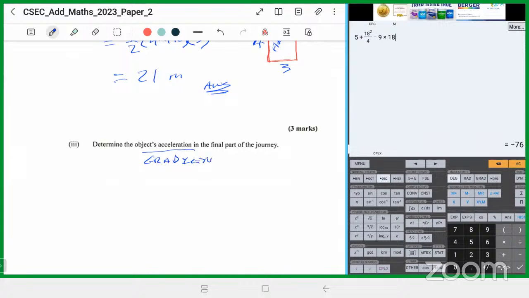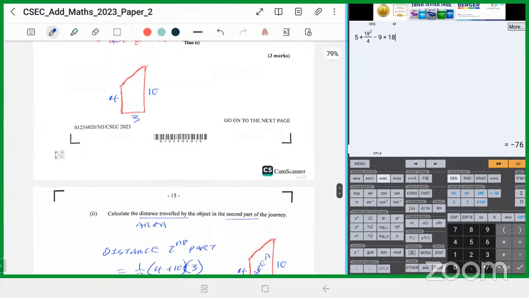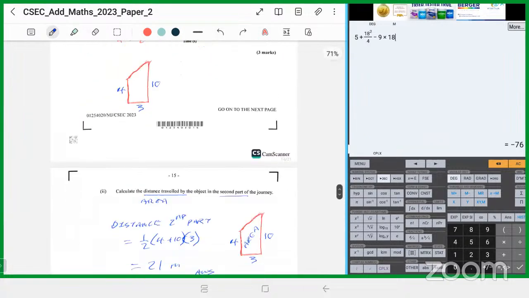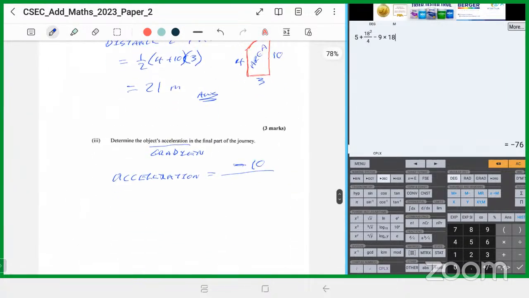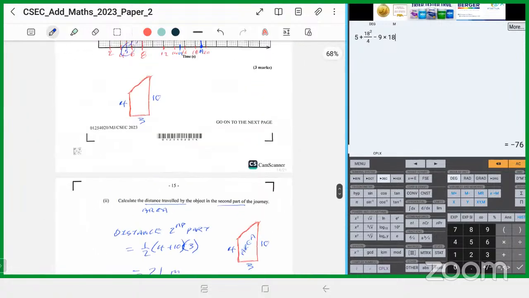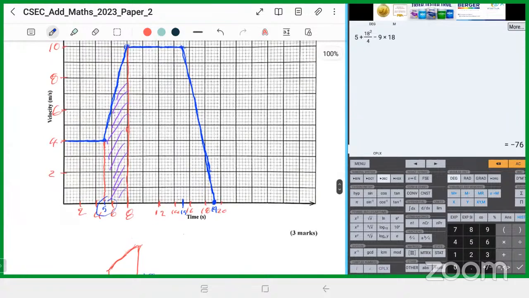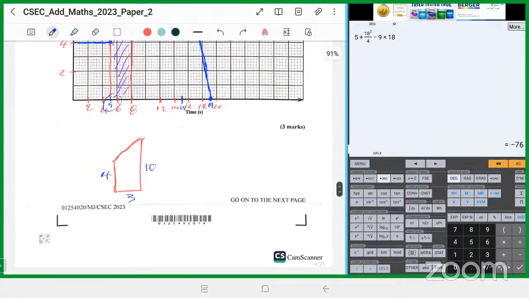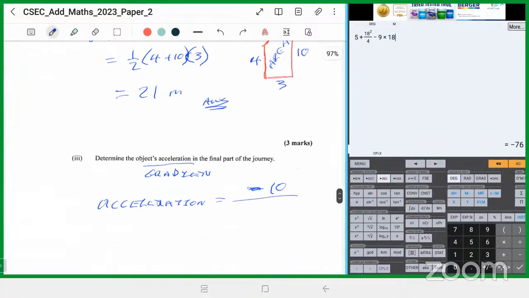So for the acceleration, I first need to look for the rise and the run. Acceleration equals the rise, which is going to be negative because it is coming down. What is the negative rise? Coming down from 10, so this is the rise coming down from 10. That's negative 10, over the run. The run is the time it takes for that, from 15 to 19. That's 4 seconds. So divide that by 4 seconds.